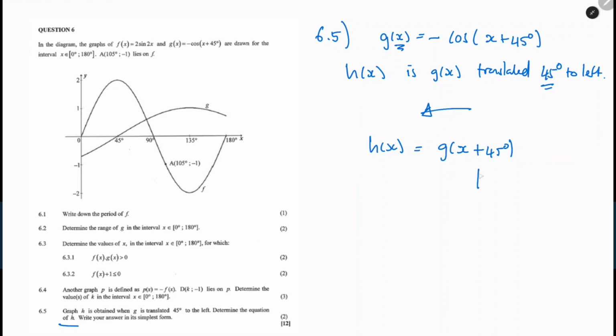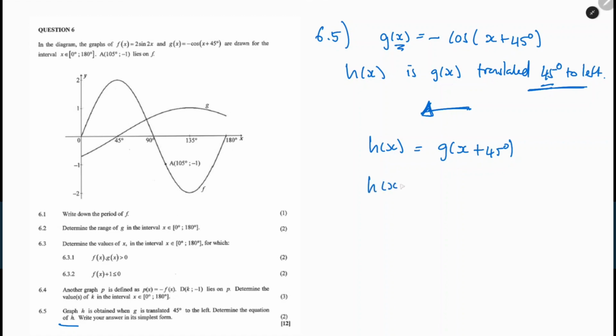Now, this is often counterintuitive. When you think to the left, that's a negative. So shouldn't it be minus? No, it should be plus indeed. You need to know that. So H of x is equal to G of x plus 45. That's the change that we make when we translate in the x direction to the left, right? If it was to the right, it would have been minus 45.